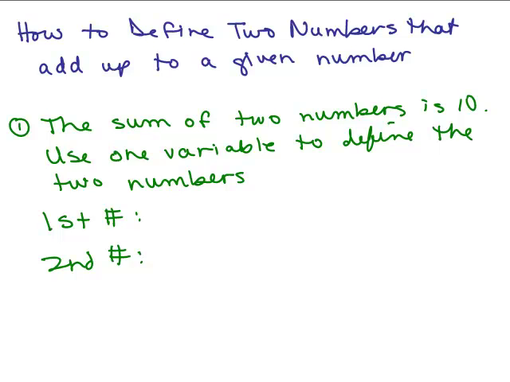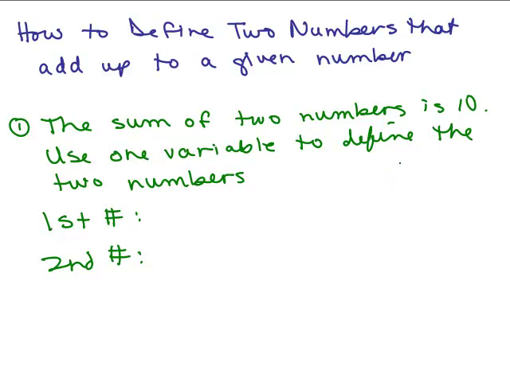All right, we're going to keep working with word problems, but first I want to go over a kind of problem you have to sometimes deal with where you have to define two numbers that add up to a given number. So here's an example. The sum of two numbers is 10. In other words, that means two numbers add up to 10. We're going to use one variable to define the two numbers.